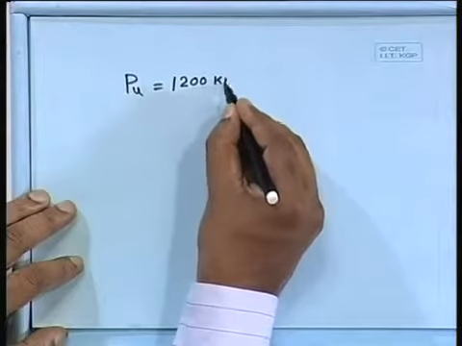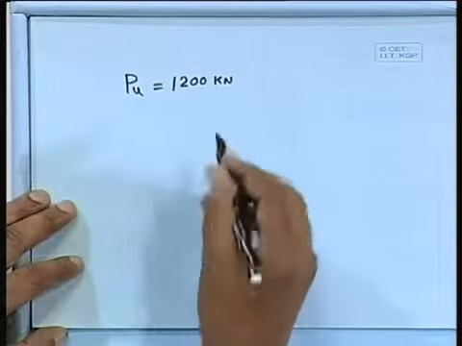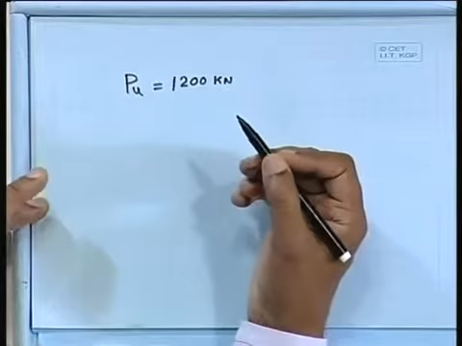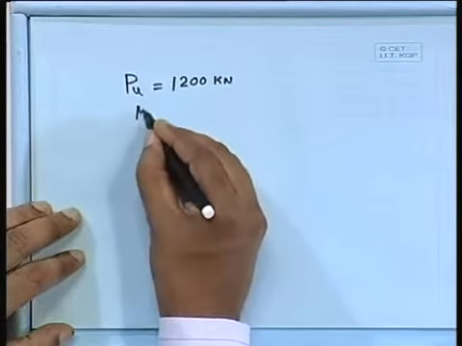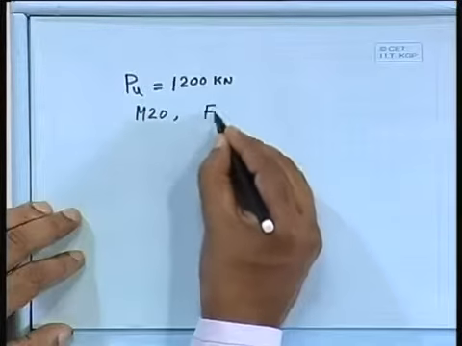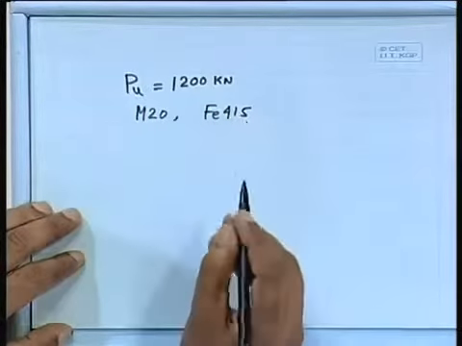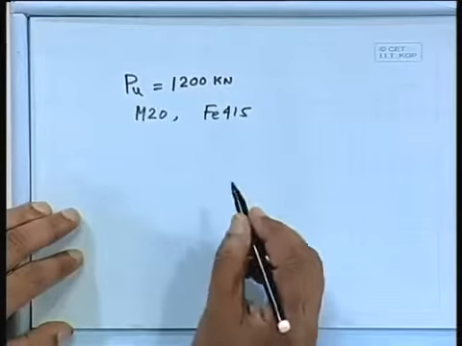And if you assume it is 1% steel, we can do it the other way also. Our design calculation is very simple. Let us say PU equal to 1200 kilonewton, computed from analysis, M20 grade of concrete, Fe415. So this is your case.